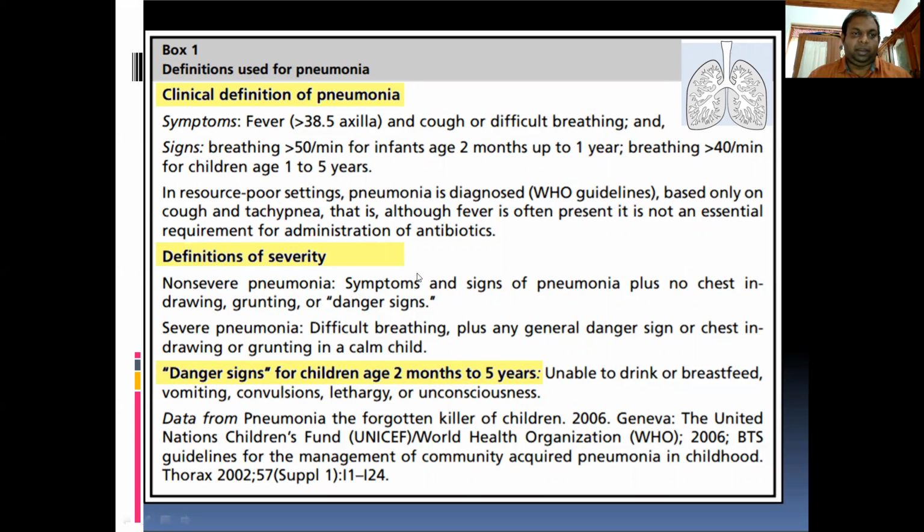Now the definitions and a bit of the clinical definition of pneumonia. Symptoms: fever and cough or difficulty in breathing. Signs: breathing more than 50 breaths per minute for infants aged 2 months up to 1 year, and more than 40 breaths per minute for children 1 to 5 years of age. Severity also has indexes, which we'll discuss later. There are non-severe pneumonia and severe pneumonia. Danger signs are rare, but this is a clinical criterion.